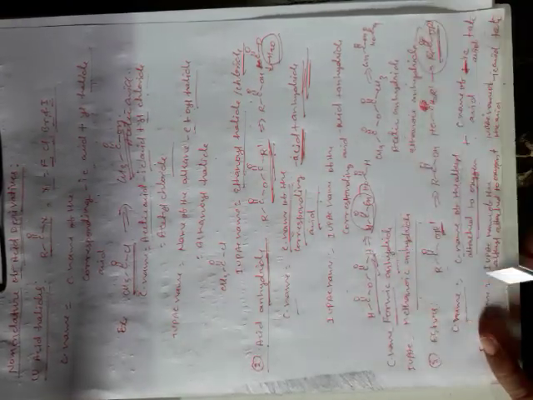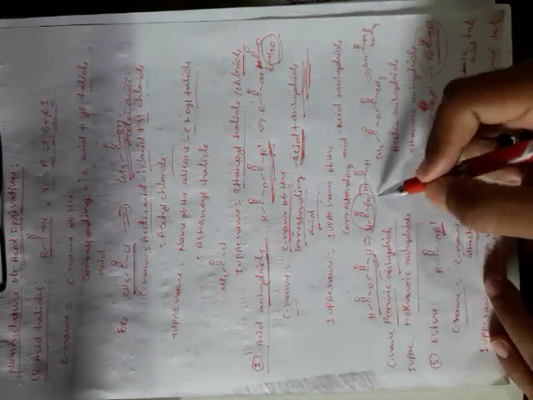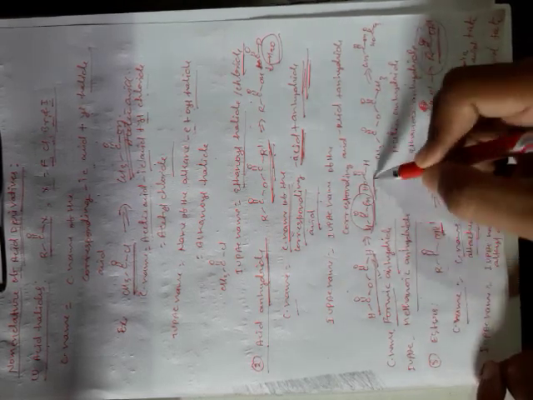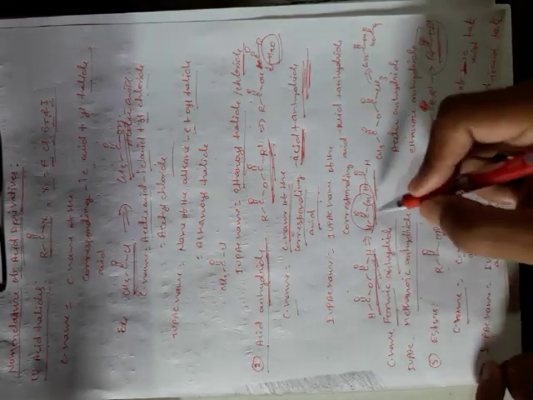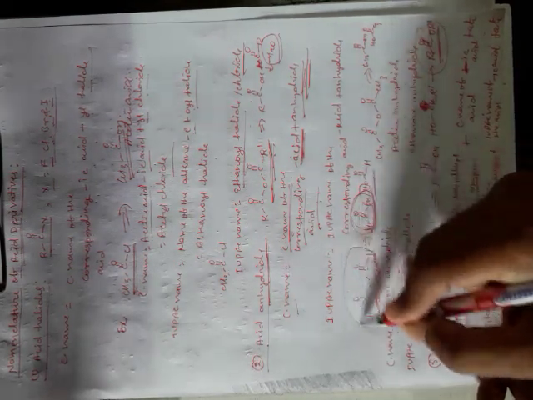Suppose we want to write the name of this compound. It is formed when two molecules of formic acid combine together with elimination of a water molecule. This molecule is named from formic acid, so the name of this compound will become formic anhydride. In IUPAC name, the acid is named methanoic acid, so the name of this molecule will become methanoic anhydride, because acid has been replaced in the name of the acid.